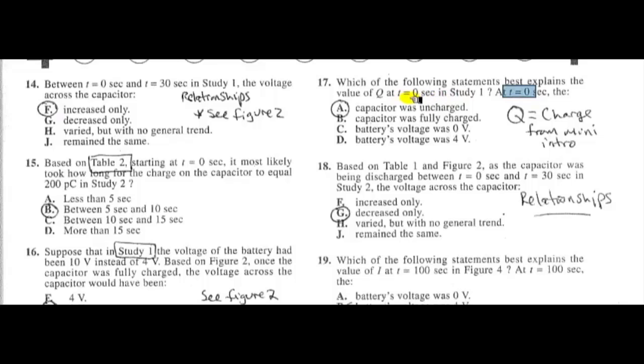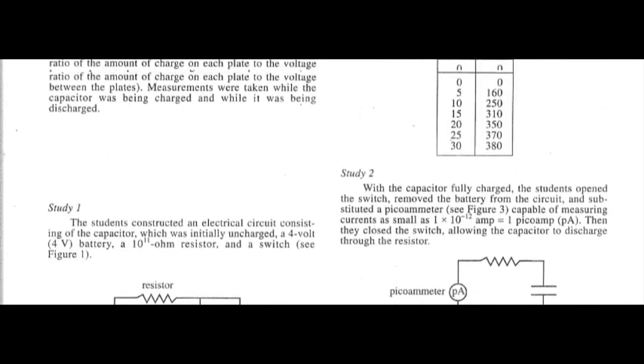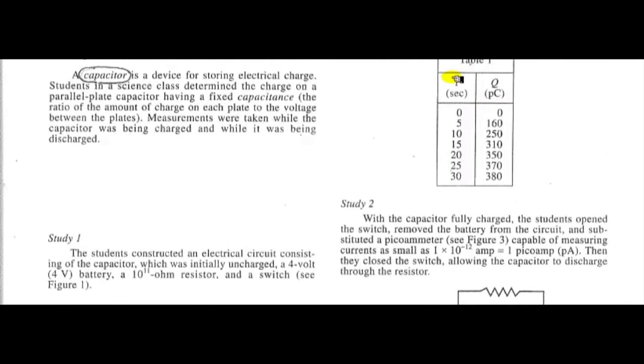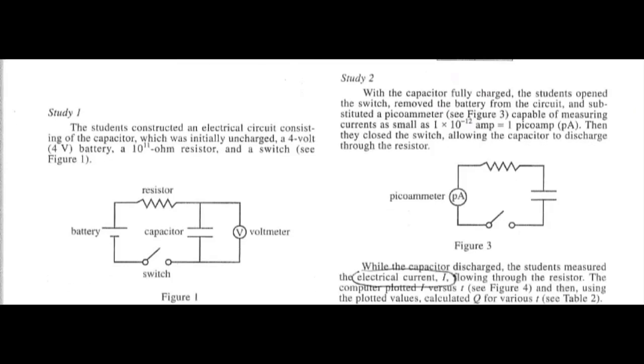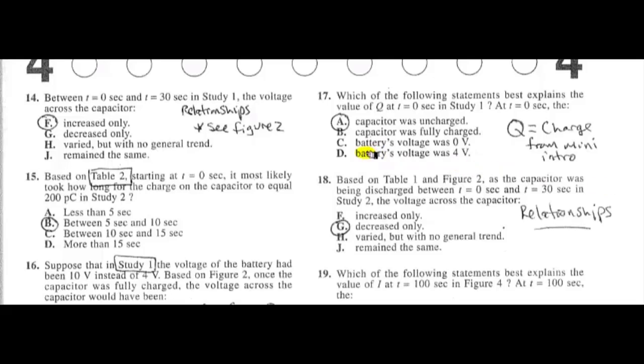Now, another way to look at this is if t equals 0, you could have gone up here in Study 1, found t equals 0, and translated this into your own words. T equals 0, then Q must equal 0. Even if you didn't know what Q was, what's another word for Q equaling 0? The voltage? No, V is voltage, so that's not Q. A is the correct answer here. Practice problem number 17. Remember, always define your values here, Q, in the mini intro.